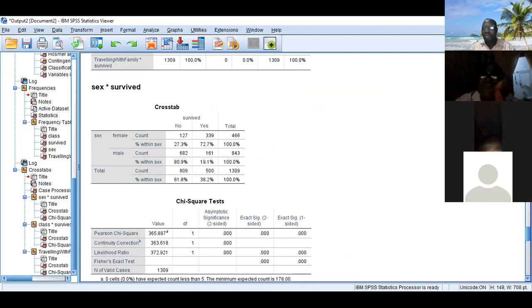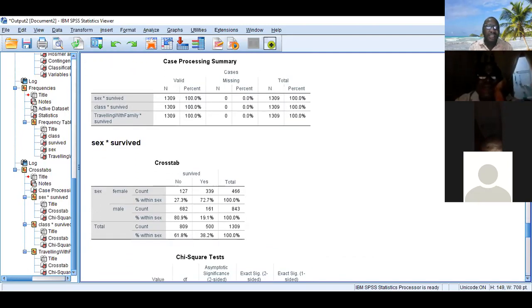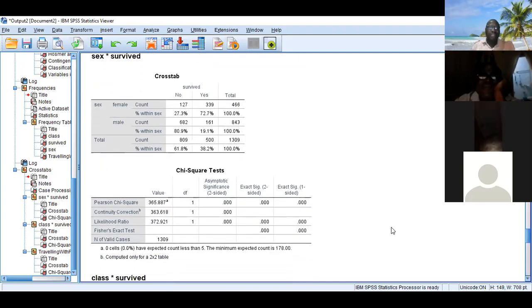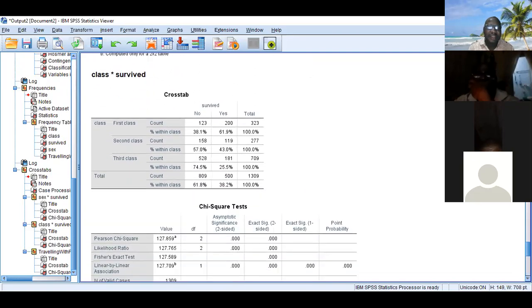For the first one, sex with survivor, you see it is statistically significant. Who survived more, male or female, when you look at the percentage per survivor? It seems like more female survived. Yes, more female survived. What is the percentage of female that survived? 72.7%. So why only 19.1% survived among men? So female survived more.